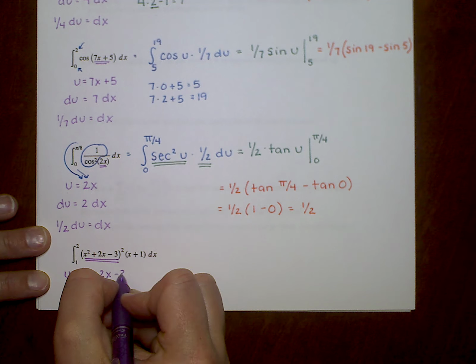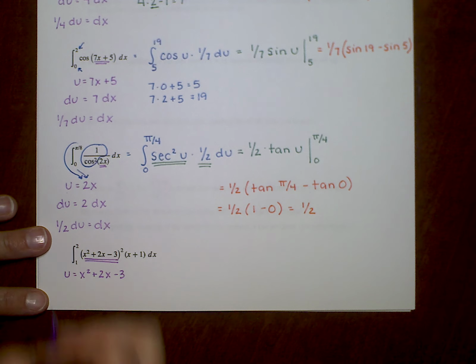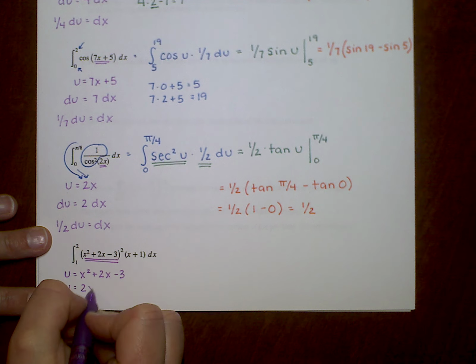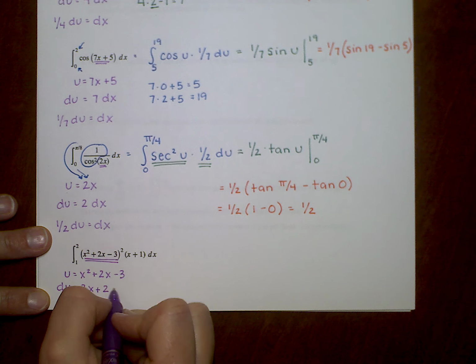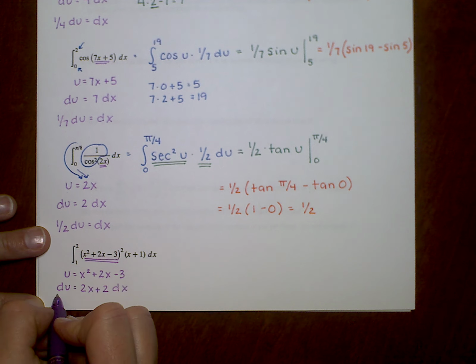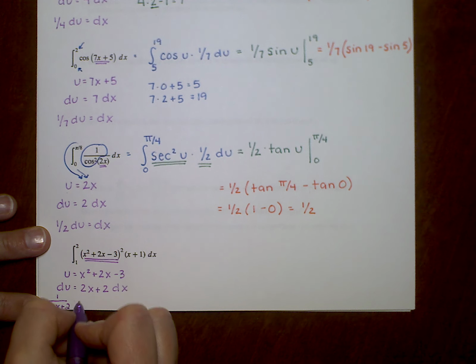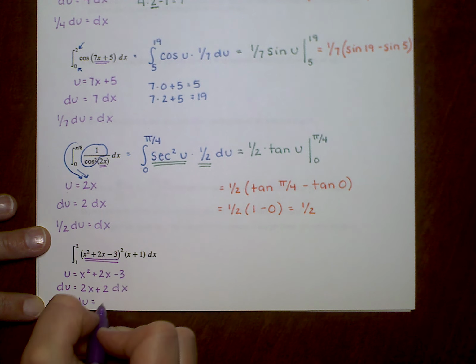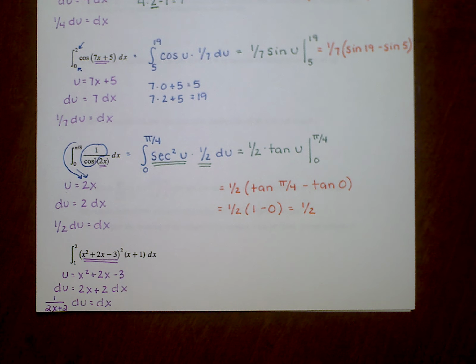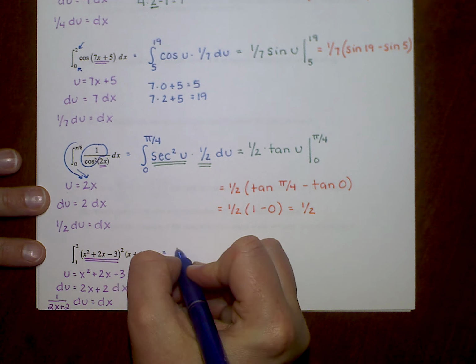This one's going to be a fun one to adjust my endpoints with. du then is (2x plus 2) dx. And so then for my dx, it's going to be 1 over that 2x plus 2, squeezing it in down there. du equals dx. Okay, so rewrite my integral.